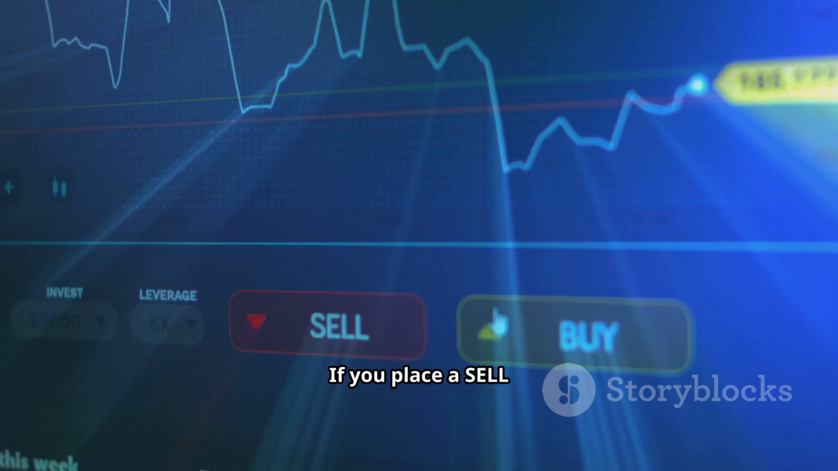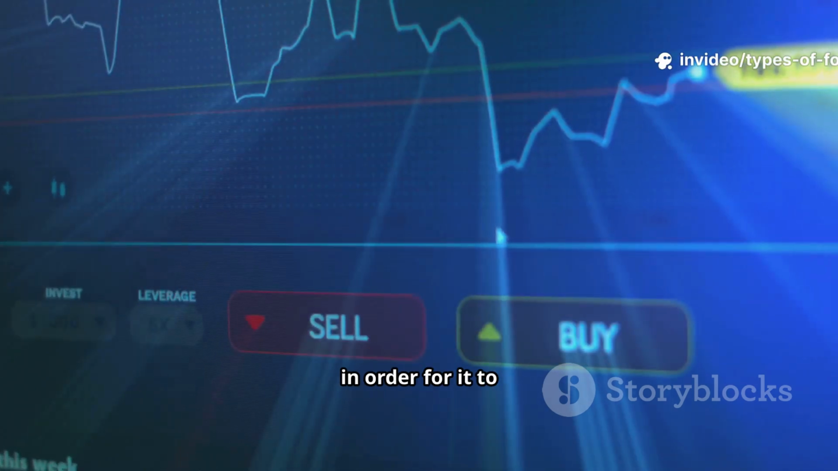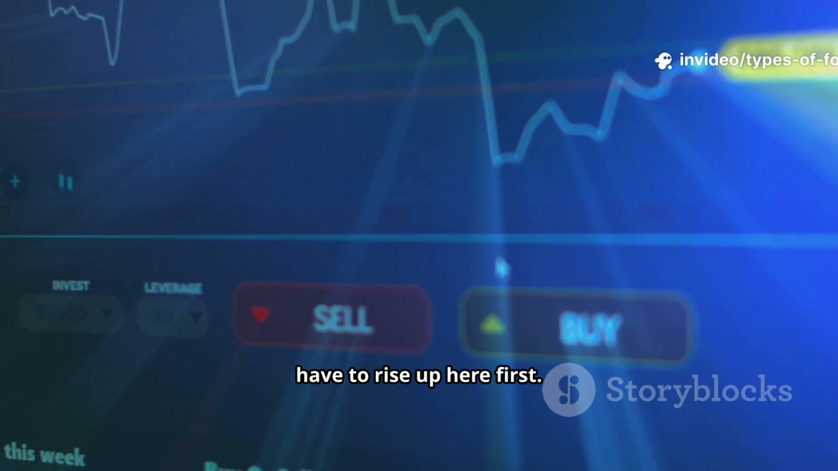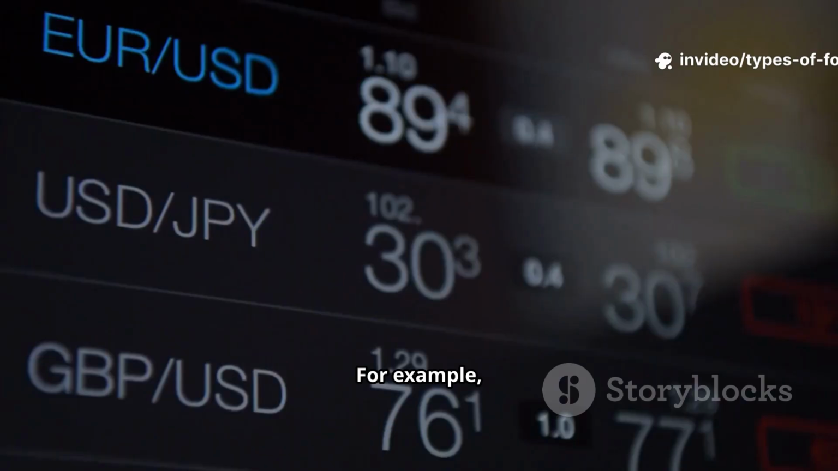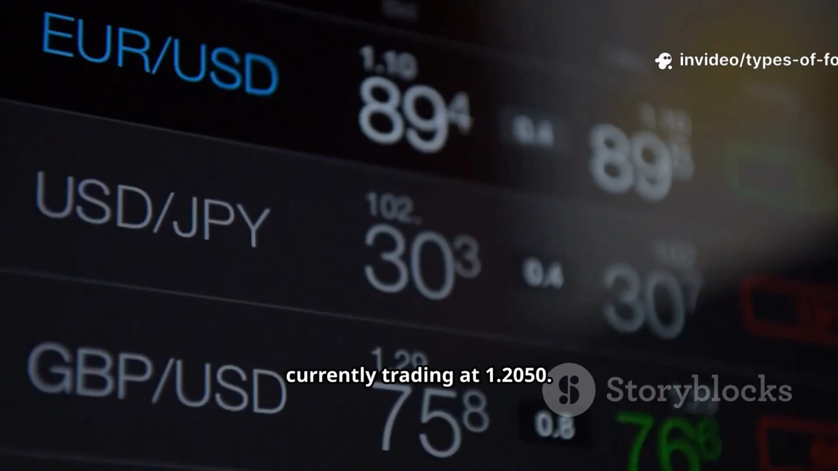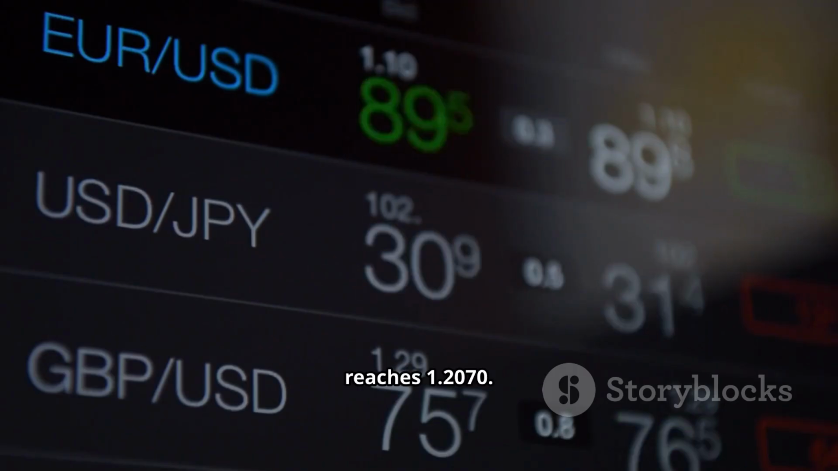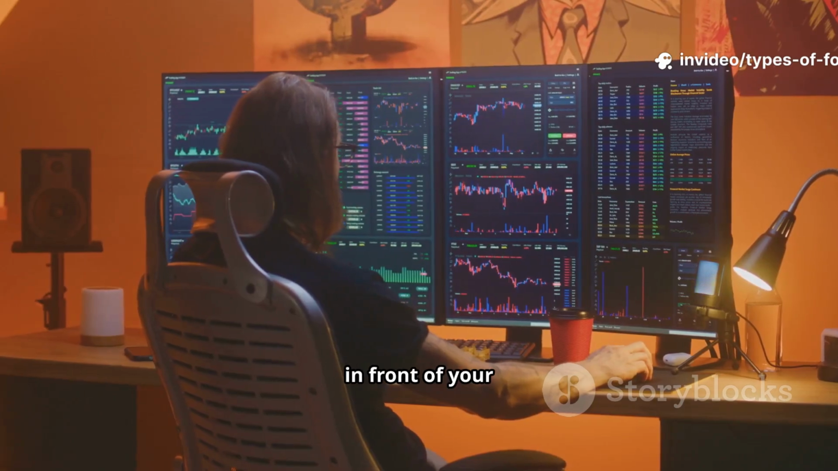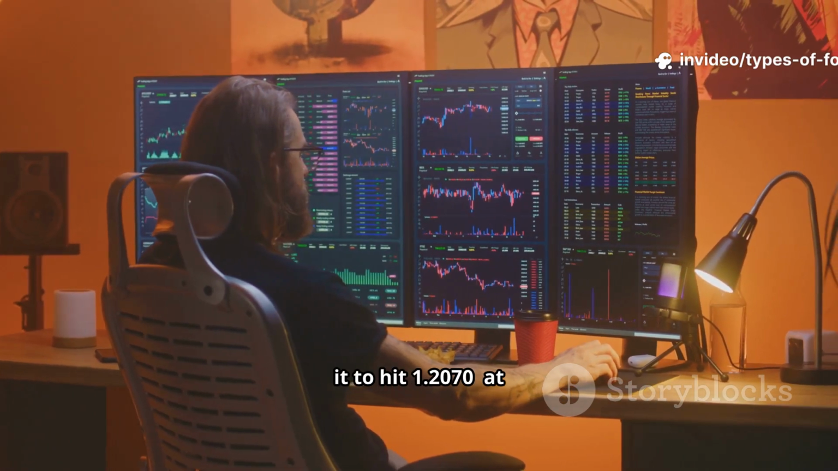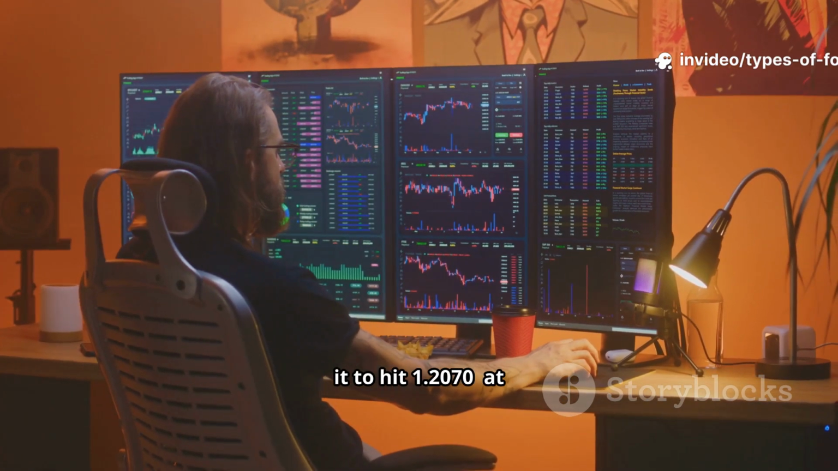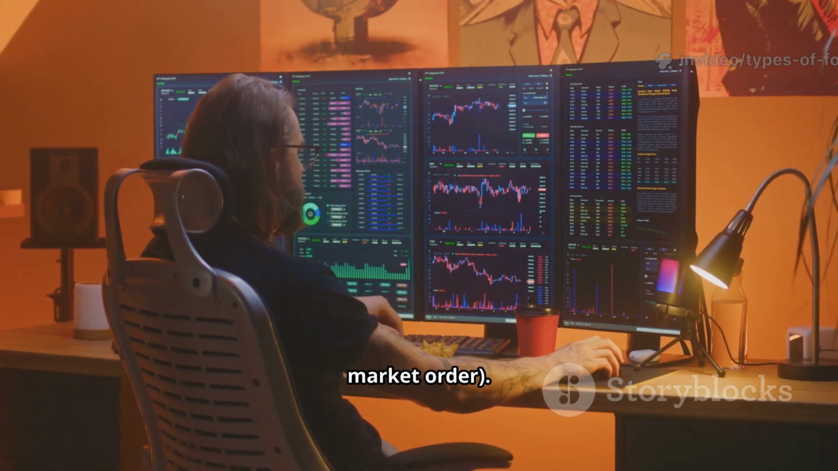If you place a sell limit order here, in order for it to be triggered, the price would have to rise up here first. For example, EUR/USD is currently trading at 1.2050. You want to go short if the price reaches 1.2070. You can either sit in front of your monitor and wait for it to hit 1.2070, at which point you would click a sell market order.